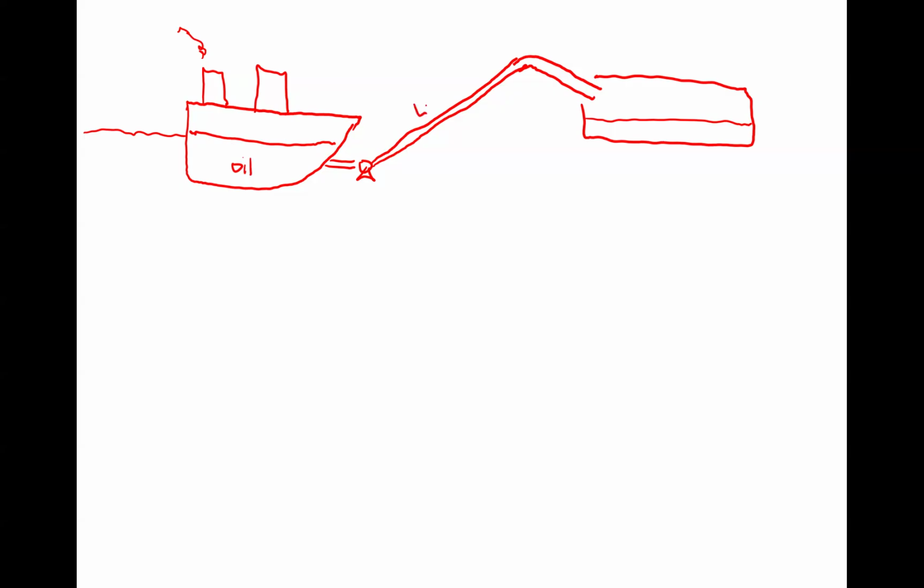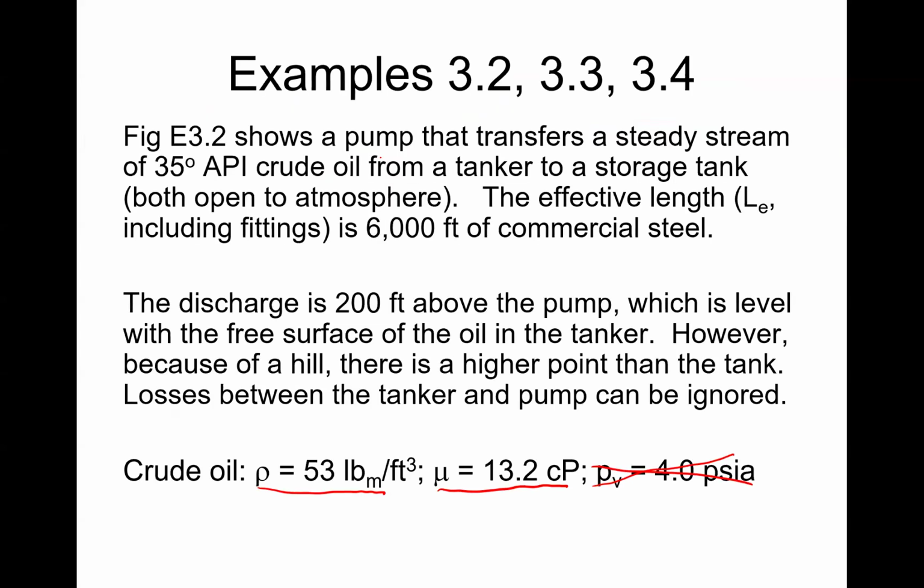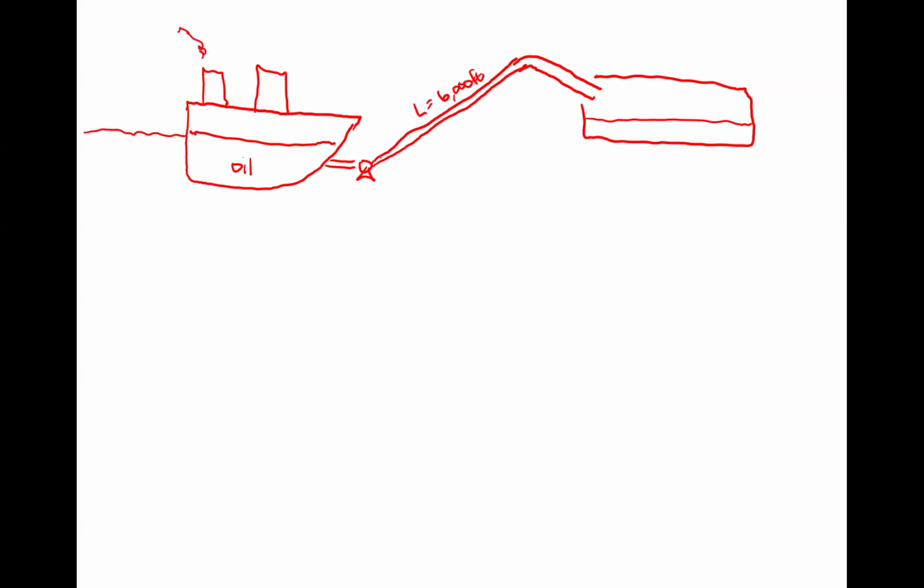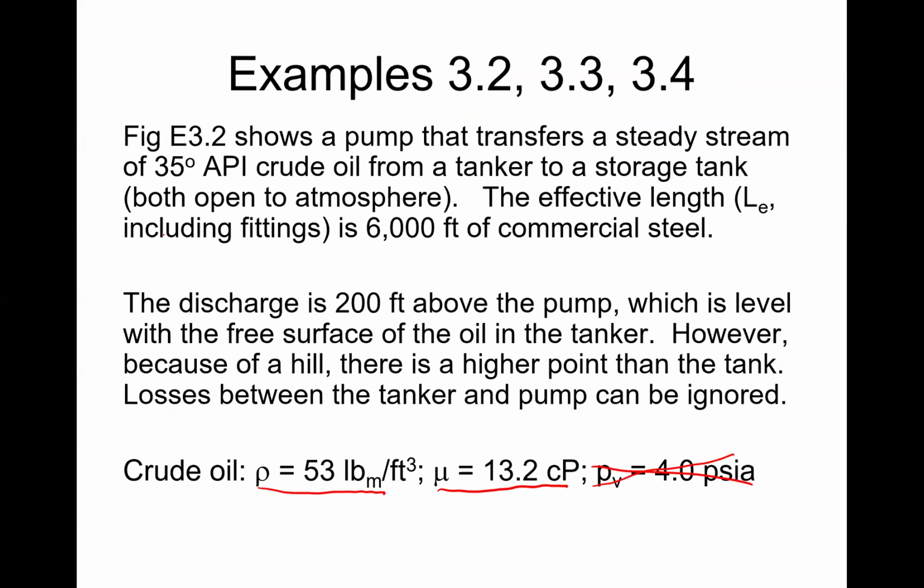The equivalent length of this thing is 6,000 feet of commercial steel. The distance between the oil, it basically says, let me see, back here, 200 above the pump. So from here to here, there's 200 feet above the pump. It told us that we have, that's it.